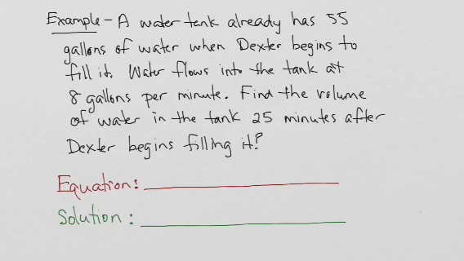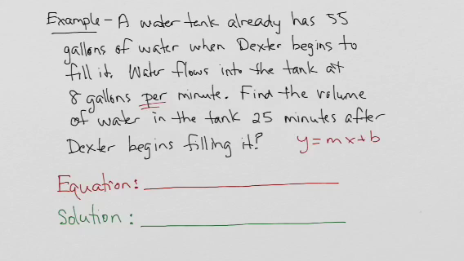Let's try another one. A water tank already has 55 gallons of water when Dexter begins to fill it. The water flows into the tank at 8 gallons per minute. There's that per word. That's key. Find the volume of water in the tank 25 minutes after Dexter begins filling it. So we don't know the end total. Because we don't know the ending total, we're going to use slope-intercept form. We don't know how much it has at the end.